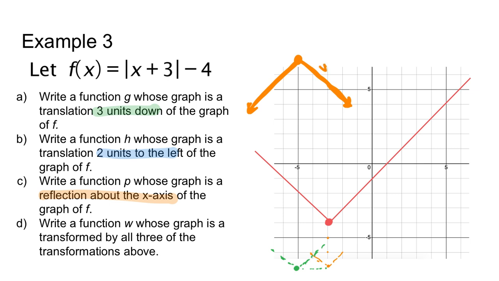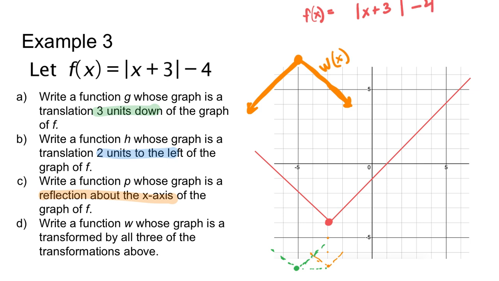I'll label it. I'm calling it w of x. That's what my equation is. But what does this actual equation look like? What is it going to look like? If I went through and did the math, I think you would see it, right? Because what am I going to do? Let's start with f of x equals the absolute value of x plus 3 minus 4.